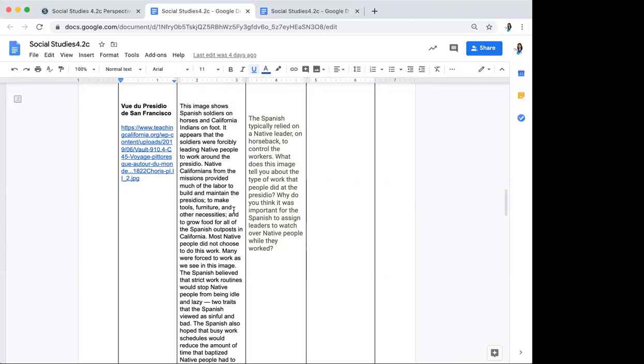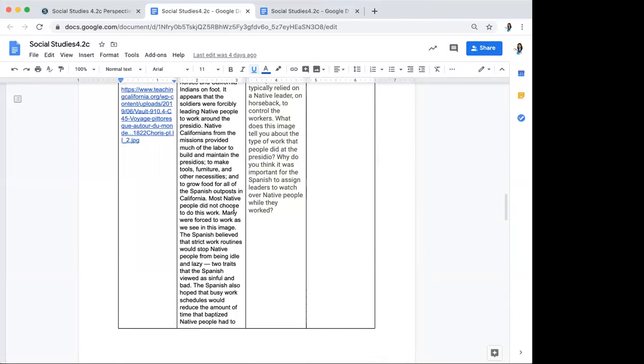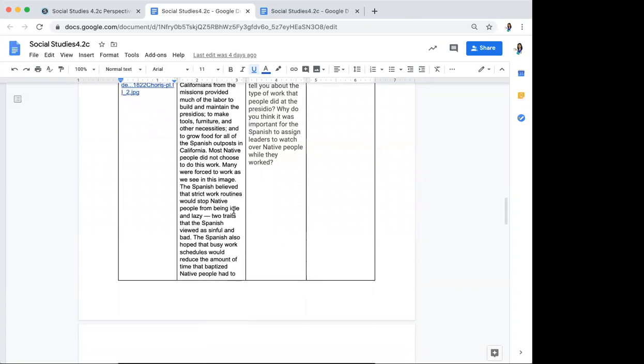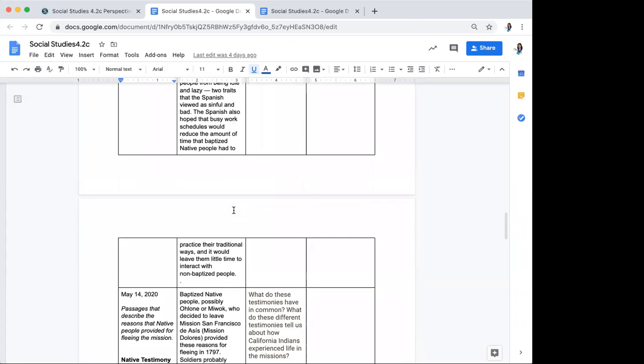The Spanish believed that strict work routines would stop Native people from being idle and lazy, so they felt that being in their villages was being lazy and idle. Idle is basically doing nothing. And they felt that these two characteristics of being idle and lazy were a sin. And so they were keeping the Native people busy so that they would not go back to their village and spend time with the non-baptized California Indians.